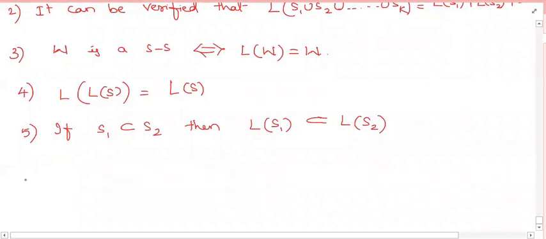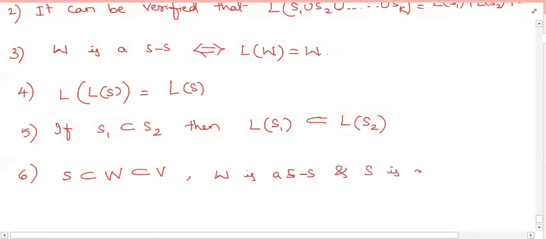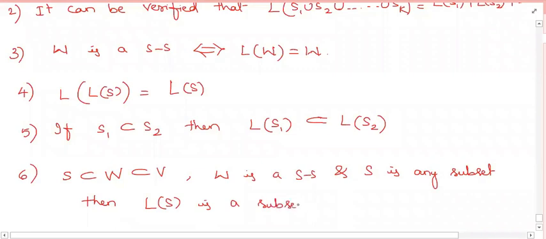We can see that if S is a subset of W, which is a subset of V, where W is a subspace and S is any set, then we can clearly see that L of S is a subset of W. Okay, clear, right? Because L of S is the smallest subspace containing S.